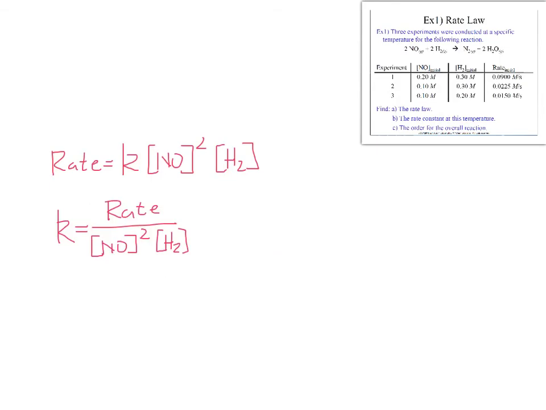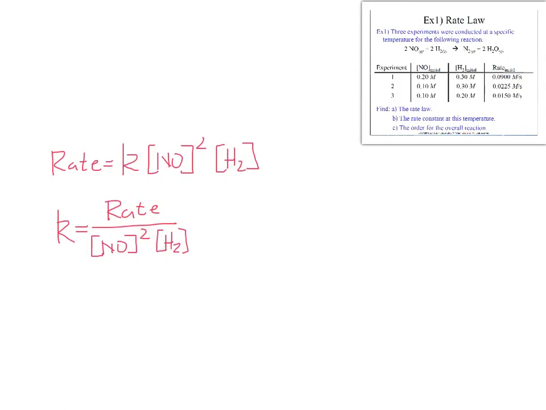All right, and the second part wants us to find the rate constant, which is K. So we now know what the rate law is. Now we just need to rearrange it so we can calculate what K is. And so to figure out K, remember K is a constant, which means it stays the same for this reaction as long as temperature stays the same. So that means we're going to need to get a rate for this reaction and then divide it by a concentration squared times the other concentration.